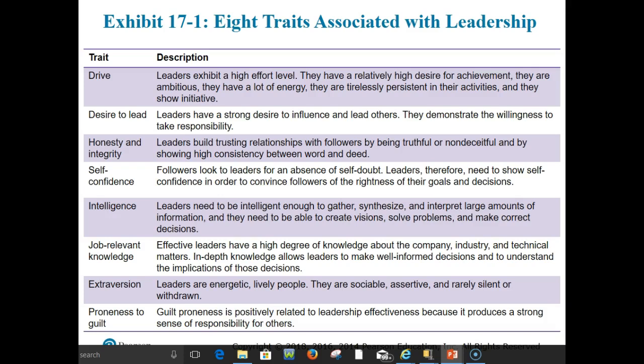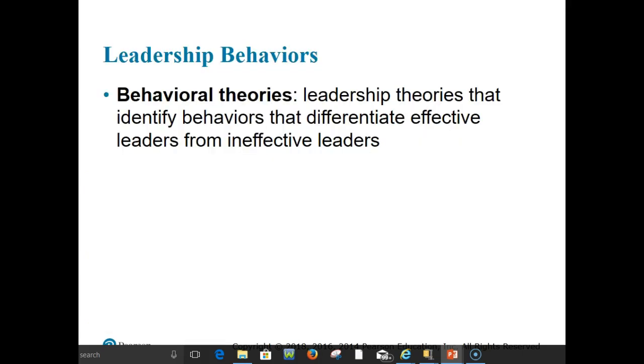The next is extroversion. Leaders are energetic, lively people. They are sociable, assertive, and rarely silent or withdrawn. The next is proneness to guilt. Guilt proneness is positively related to leadership effectiveness because it produces a strong sense of responsibility for others. So leadership research in the 1920s and 30s focused on isolating leadership traits.